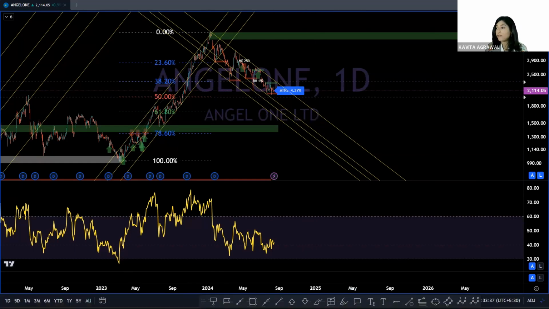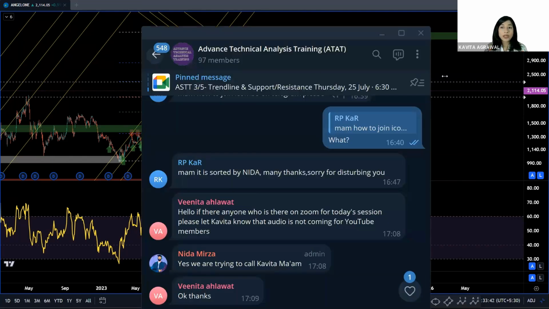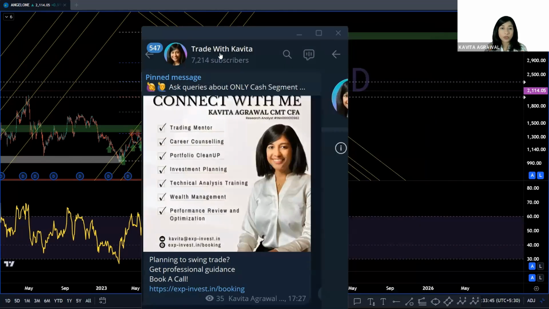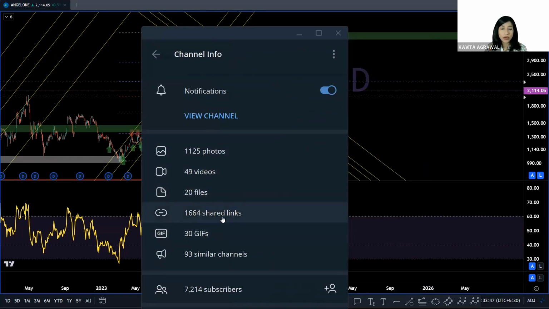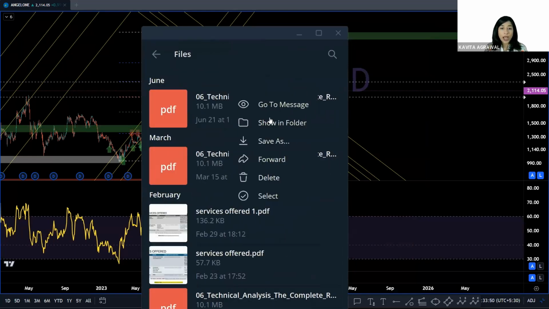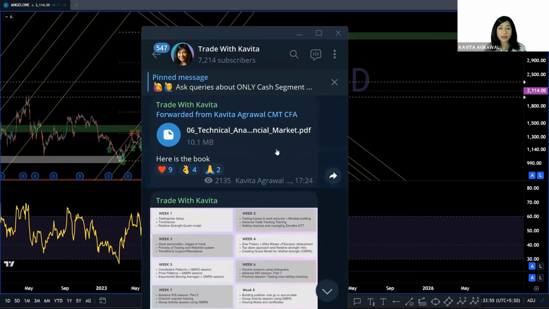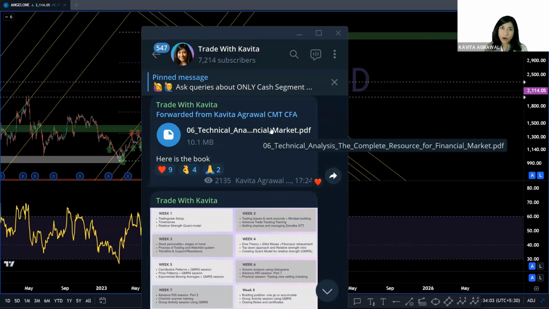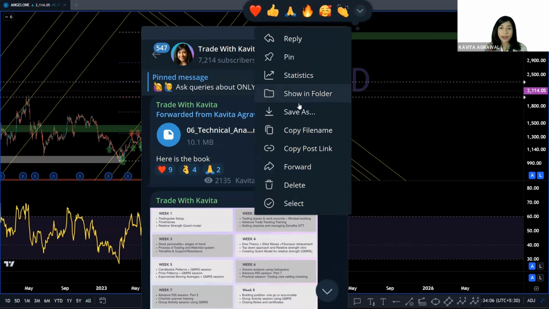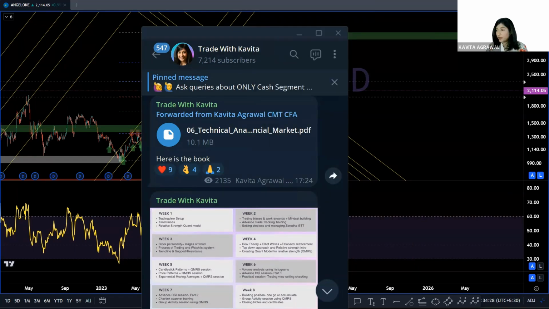In fact, this is one of my favorite books when it comes to studying technical analysis. And in order to see this book or actually download the PDF, what I will suggest you do is go to this link. I have actually shared this book already on my Telegram channel. It's Technical Analysis for Financial Market Professionals, the complete resource for financial markets by Dahlquist and Kirkpatrick. And it's a very good book. I personally have studied this book more than 5-6 times in my lifetime since I started. So feel free to download the book from my Telegram channel itself.